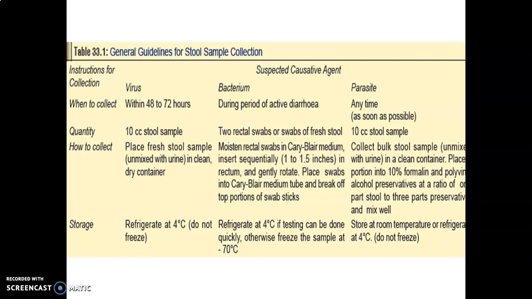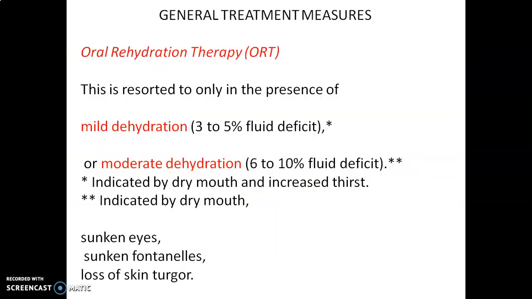Coming to storage, virus samples can be refrigerated at 4 degrees centigrade. They should not be frozen. Whereas bacteria can be frozen. Suppose you are not conducting the test immediately, it can be refrigerated at 4 degrees centigrade. If the test is not done quickly, we should freeze it at minus 70 degrees centigrade. Coming to parasites, store at room temperature or refrigerated at 4 degrees centigrade. Here we should not go for freezing.